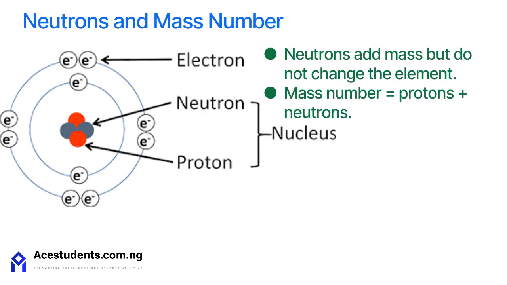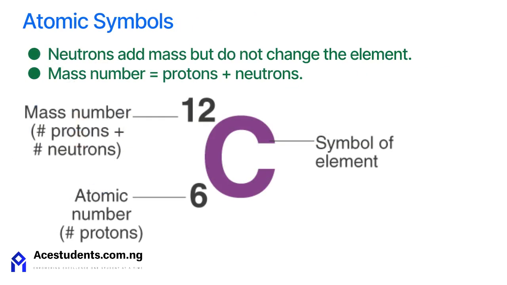Neutrons do not change the type of element, but they do increase the mass of the atom. The total number of protons and neutrons is called the mass number. Atomic symbols are written with the mass number at the top and the atomic number at the bottom. For example, carbon-12 has a mass number of 12 and an atomic number of 6.